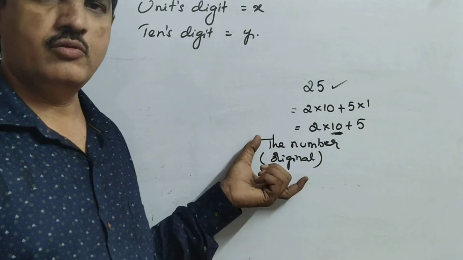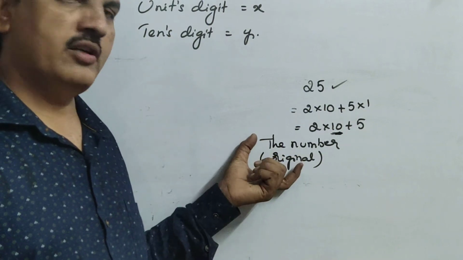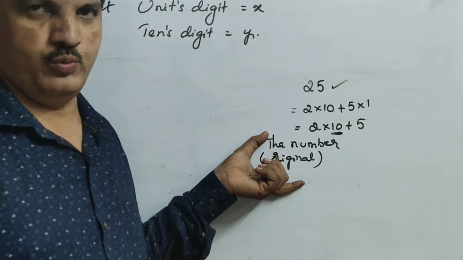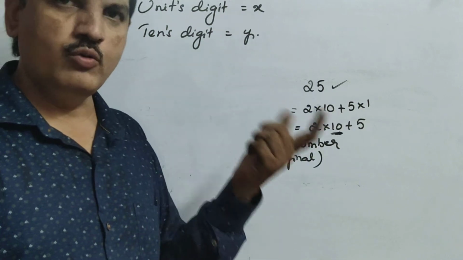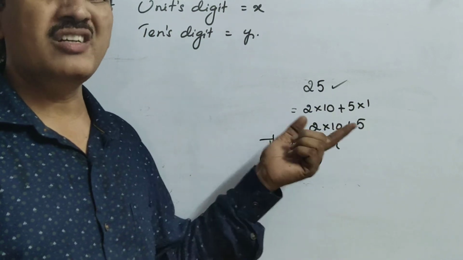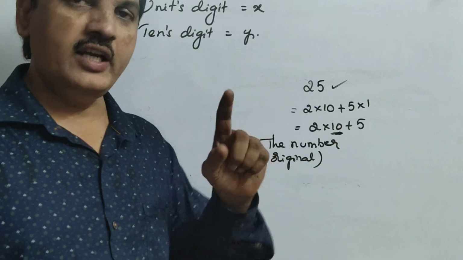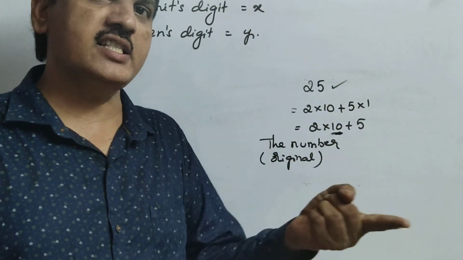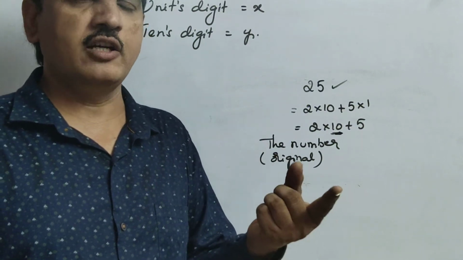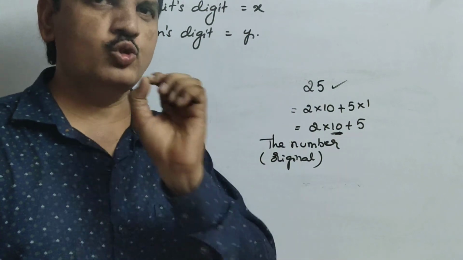That's all. Original number and the number. Means these are the same names for these two. The number also same, original number also same. Okay, similarly if they ask about reversing the digits, how to do it? Okay, listen, just 2 minutes.